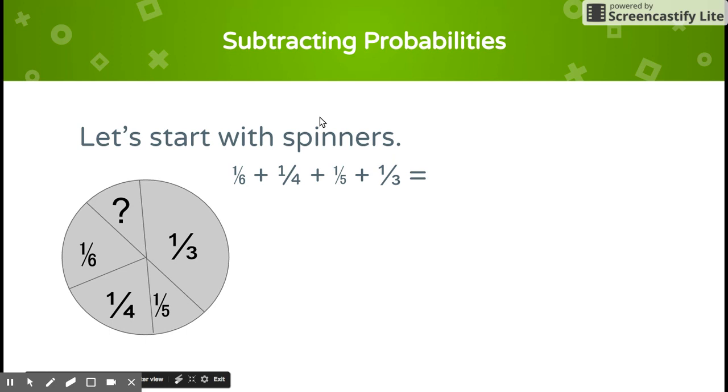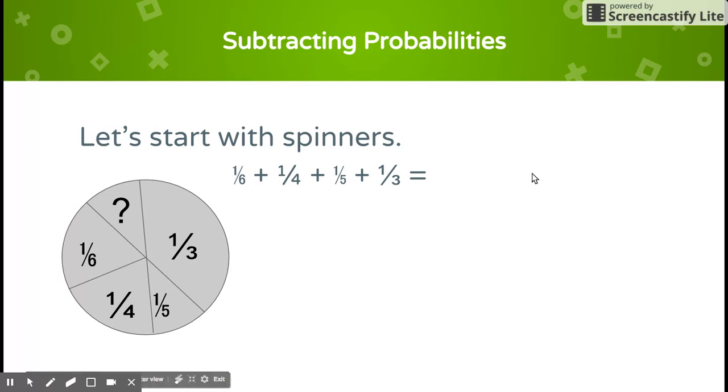All right, so we're going to start with the spinner. So we have the spinner and we have a missing piece. So say, for instance, you're playing a game and we have to figure out what the missing piece is before we can play the game. We have 1/3, 1/6, 1/4, 1/5. We have to find this missing piece.